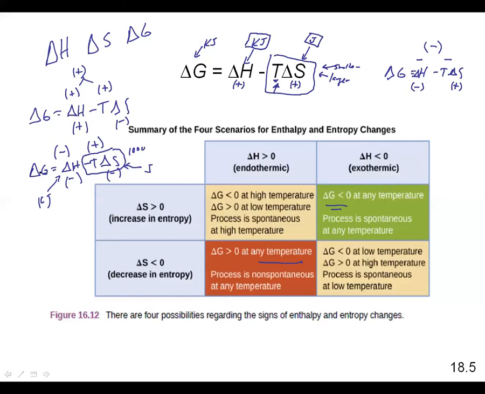So you can look at these formulas again and decide, if this is positive and this is negative, what would happen in terms of the delta G value. Any questions on that?